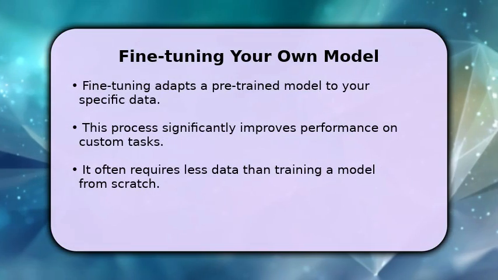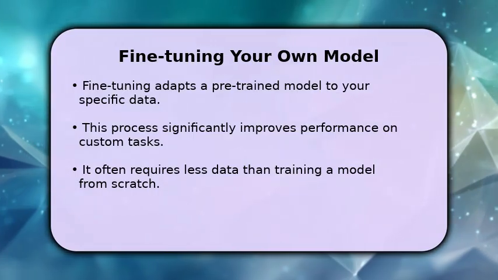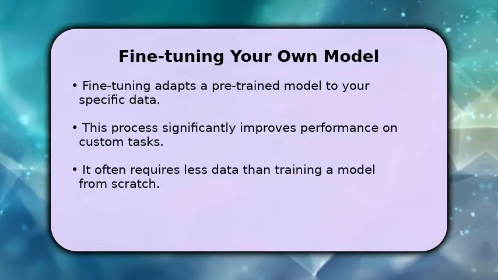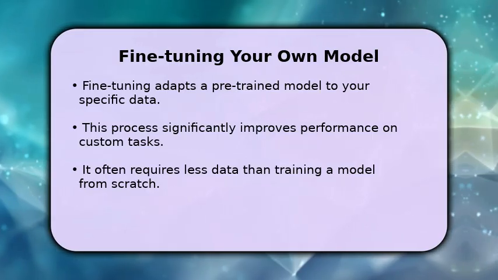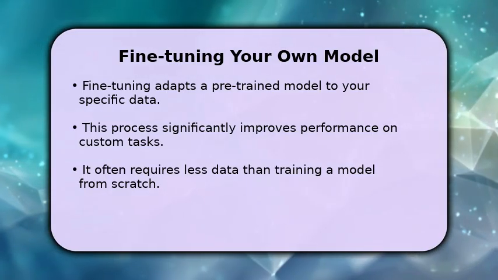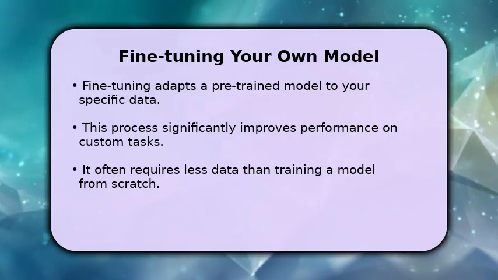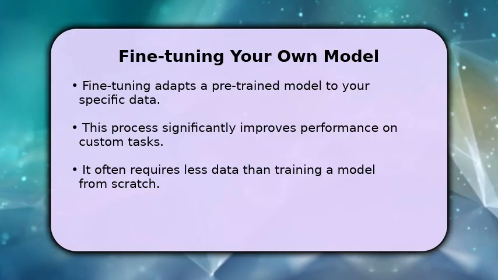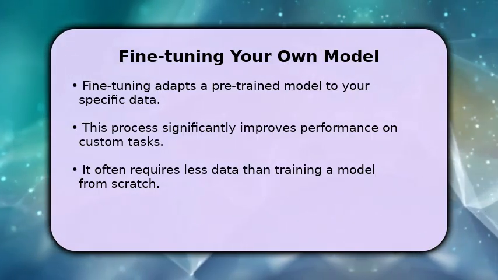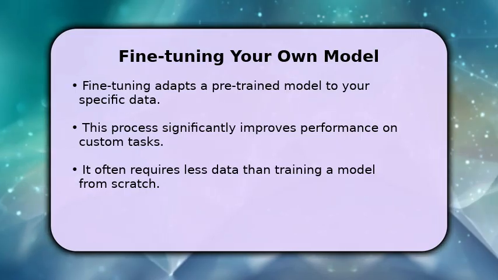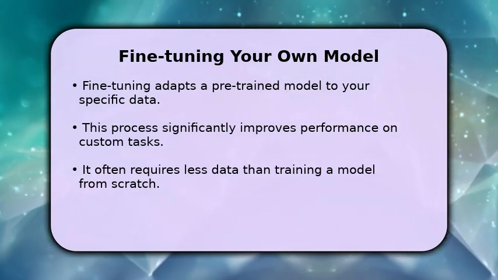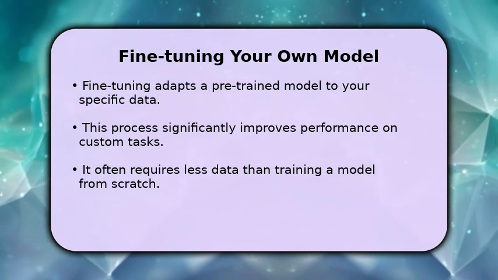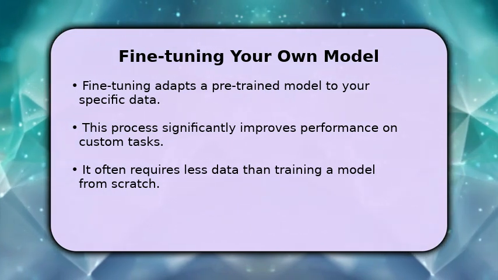One of the most powerful features is the ability to fine-tune pre-trained models. This means you can take an existing, powerful model and adapt it to your unique dataset, achieving highly specialized results. Fine-tuning often requires significantly less data and computational power than training a model from the ground up. Hugging Face provides excellent resources and examples to guide you through this process, making advanced customization straightforward and efficient.